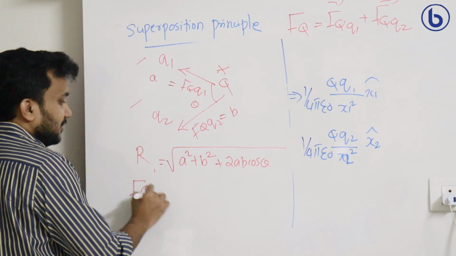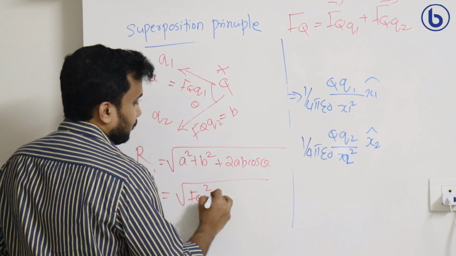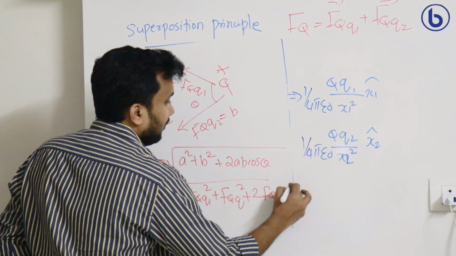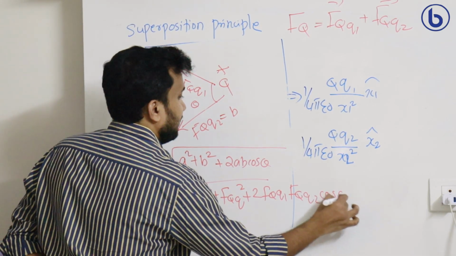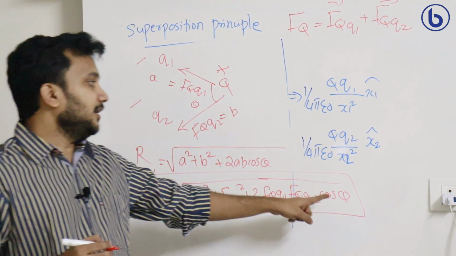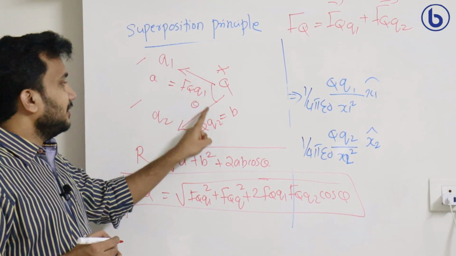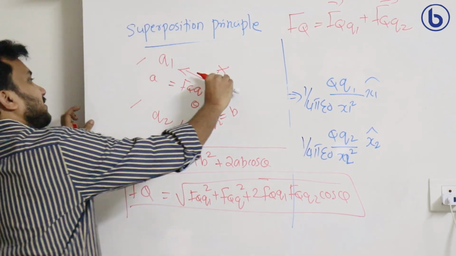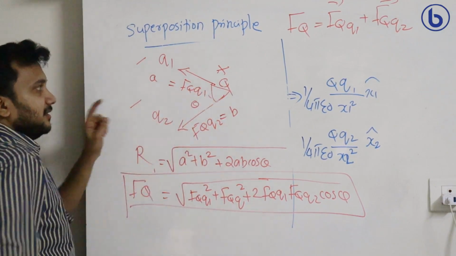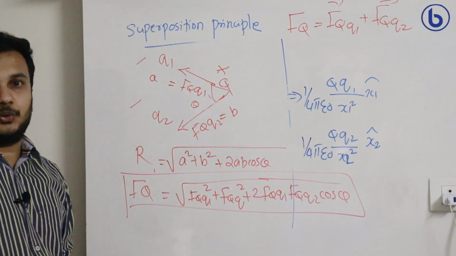Now here the total resultant force is capital Q, and this is equal to the root of (F_Q,Q1) square plus (F_Q,Q2) square plus 2 times F_Q,Q1 times F_Q,Q2 into cos theta. What is theta here? Theta is the angle between F_Q,Q1 and F_Q,Q2. This is one line like this, and this is another line like this. So the angle between these two lines is called theta, and this theta is this one.